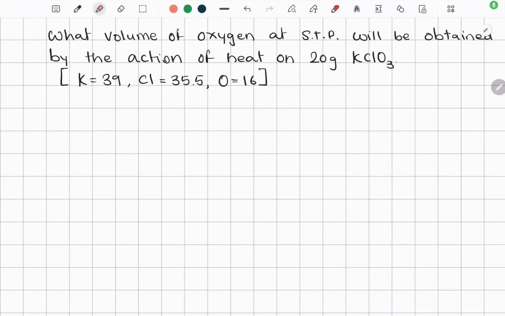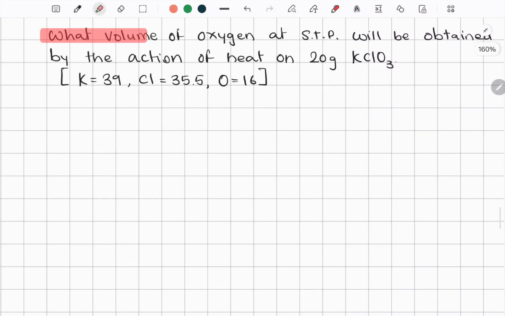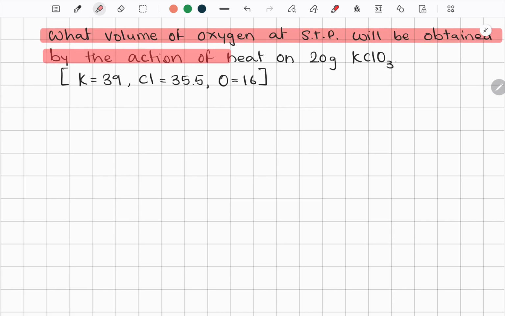Let's try to solve this question. In this question it's been asked: what volume of oxygen at STP will be obtained by the action of heat on 20 gram of KClO3? So this is basically a reaction of thermal decomposition. Whenever this type of question comes, what do we do first?